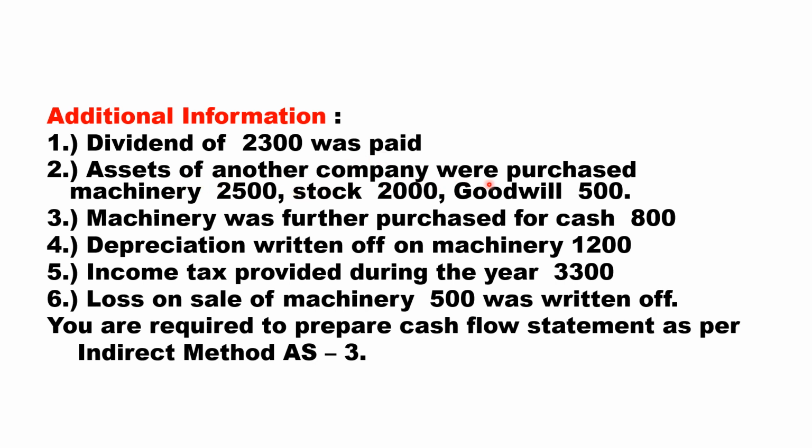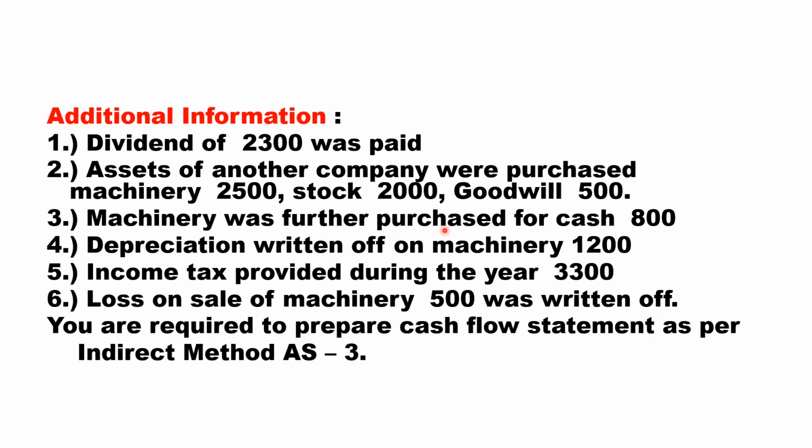Assets of another company were purchased: machinery 2,500 plus stock 2,000 plus goodwill 500. So 3 assets are purchased, total comes to 5,000. But payment is not made by cash, payment is made by shares. So, students, only stock 2,000 will come in finance activity, because machinery is non-current, share non-current; stock current, share non-current; goodwill non-current, share non-current.